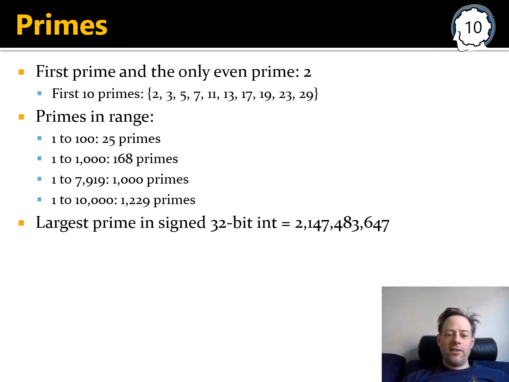And it can be a bit interesting just to have a sense of how many primes there are in different ranges. So between 1 and 100, there are 25 primes. In the range between 1 and 1000, there are 168 primes. The first 1000 primes are among the numbers up to 7,919. And among the first 10,000 numbers, there are 1,229 primes. And the largest prime in signed 32-bit integers is 2,147,483,647. Such an exciting number.